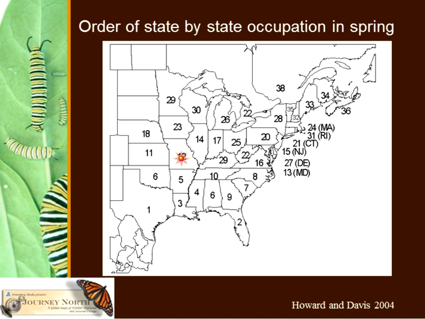So you can kind of see how they expand east and north at the same time. I will point out that Kentucky and Minnesota have the same number. So that means that the first monarch was spotted within the same week. But obviously monarchs are going to be in Kentucky before they're clear up in Minnesota. So I think that's another case of the number of people looking for monarchs in a given state.